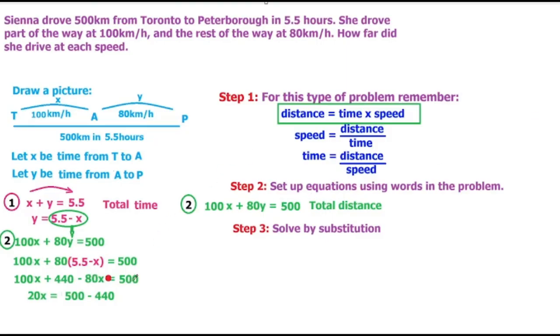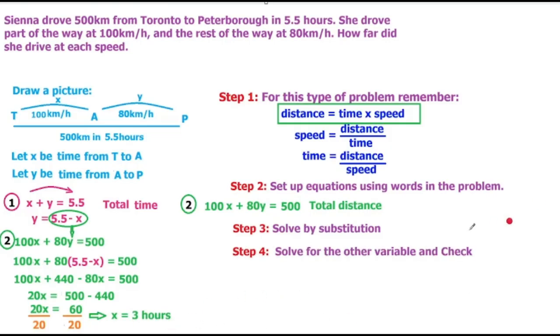So now we can combine our like terms. 100x minus 80x gives us 20x. Then we move over the 440 and it becomes negative. And we add those two together. So we're left with 20x equals 60. Now to isolate x, we divide by 20, okay, on both sides. And then we're left with x equals 3 hours.